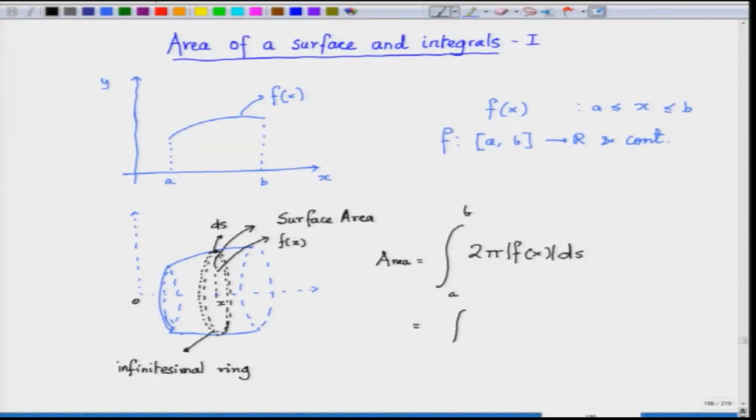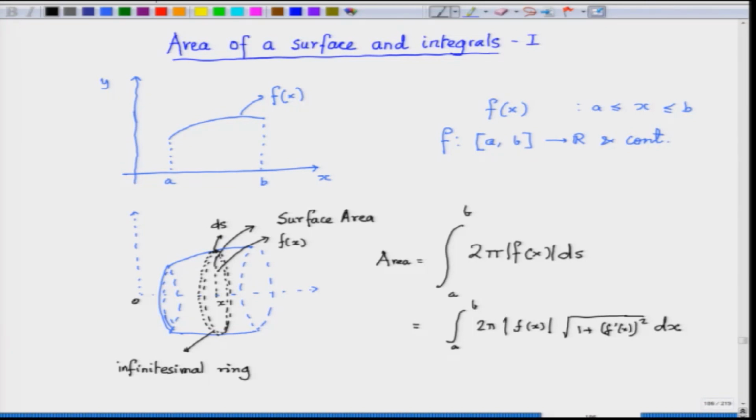Now, this of course has to be written in terms of x. So, 2 pi f(x), and you know that ds can be written as root over 1 plus (dy/dx) whole square, which is f dash x whole square, into dx. So, this is how the area is calculated.